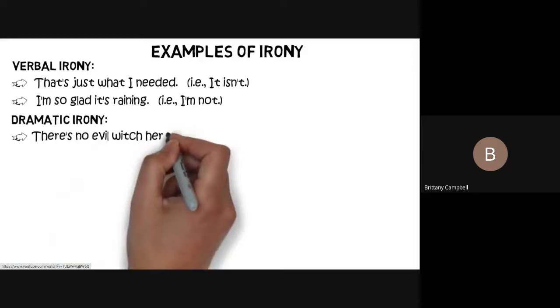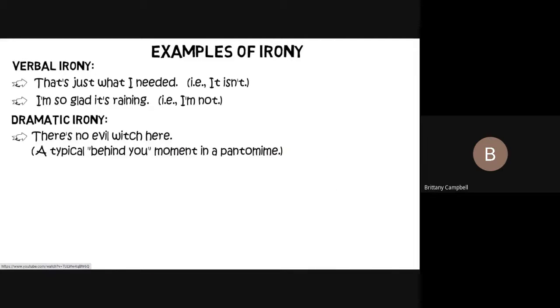Dramatic irony. There's no evil witch here. Well, this is a typical behind you moment that you might see in a pantomime. So you can imagine an actor saying that, and all the audience know that there is an evil witch behind the person who's speaking.